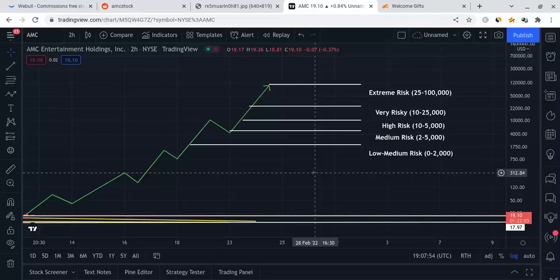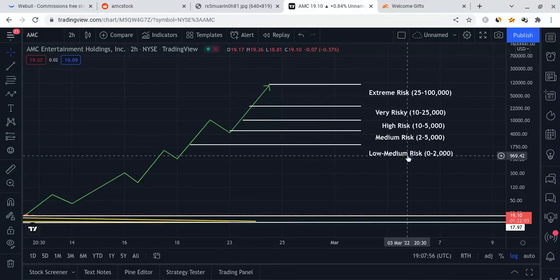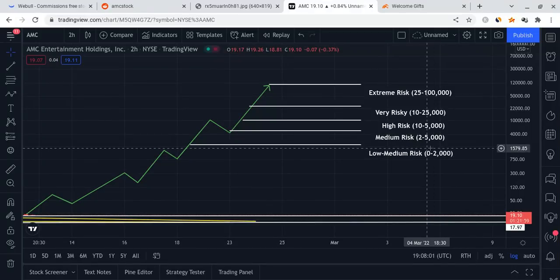So from the way I see it, guys, the low to medium risk is anything between $0 and $2,000 a share. I believe each of those are very, very feasible and possible for AMC, and it's not going to be too difficult for us to get there, or extremely difficult, because the shorts have to cover, but then another thing you have to look at is the market cap.